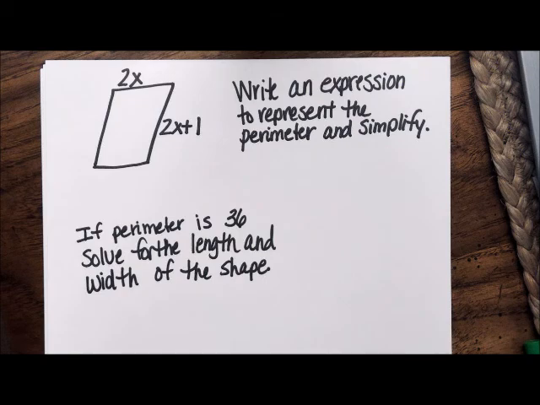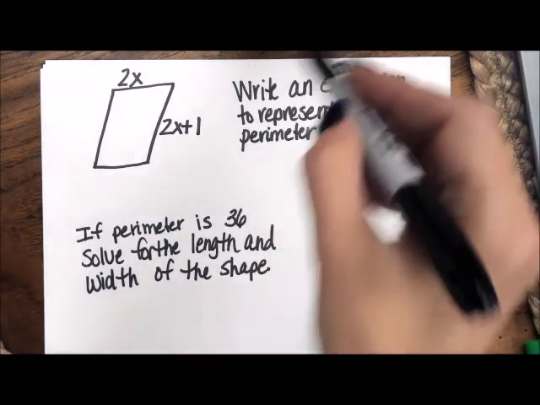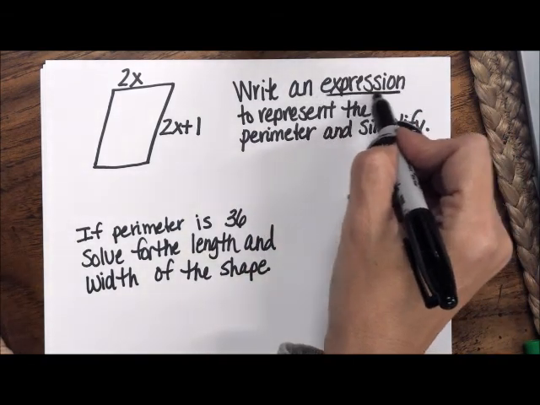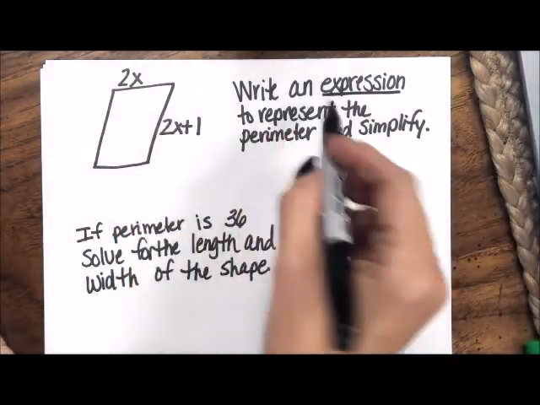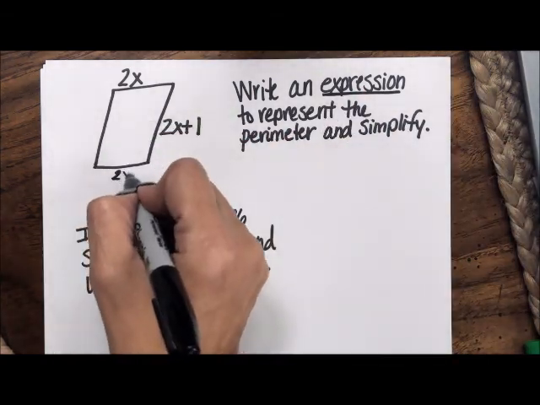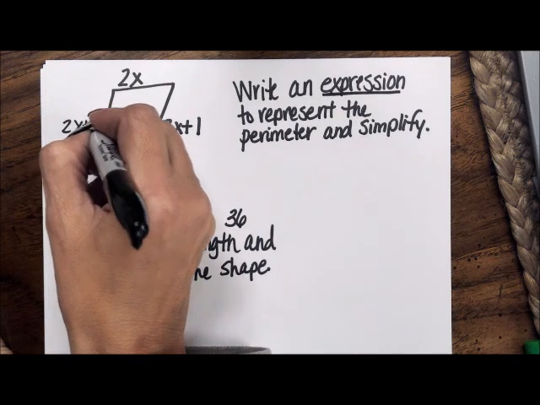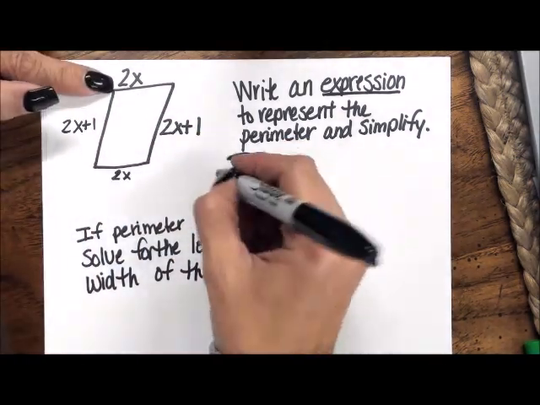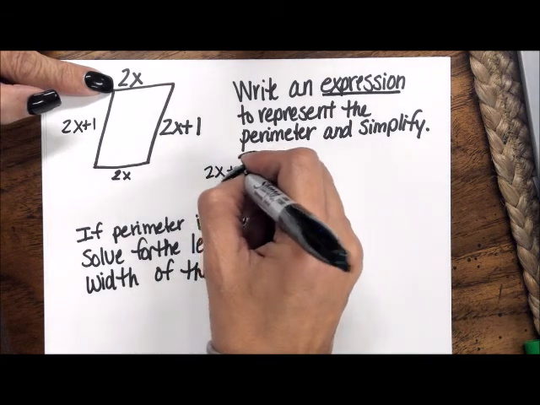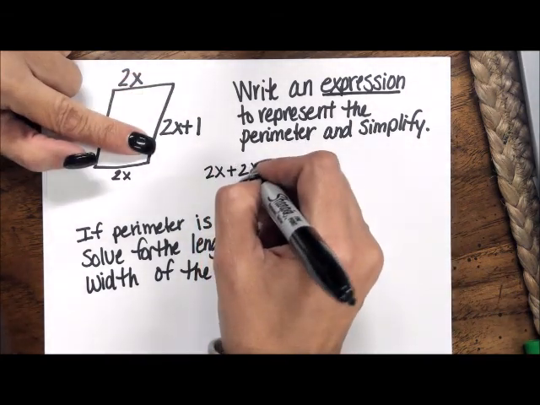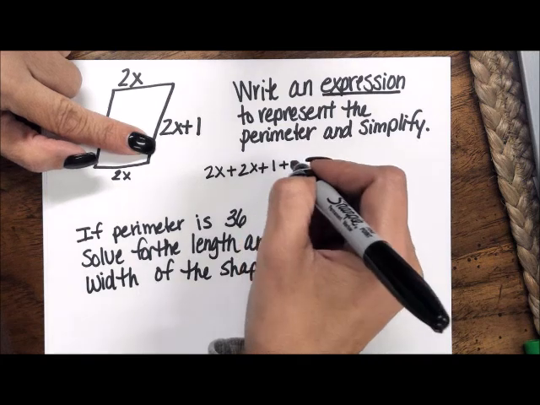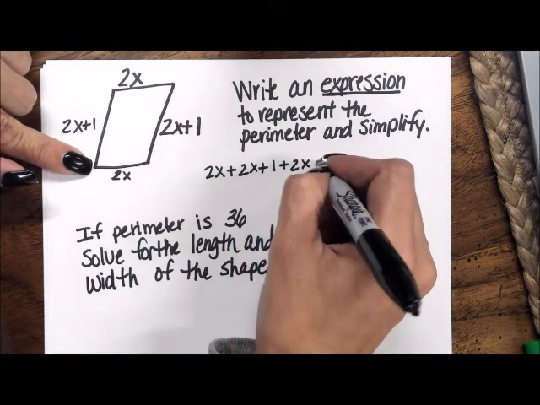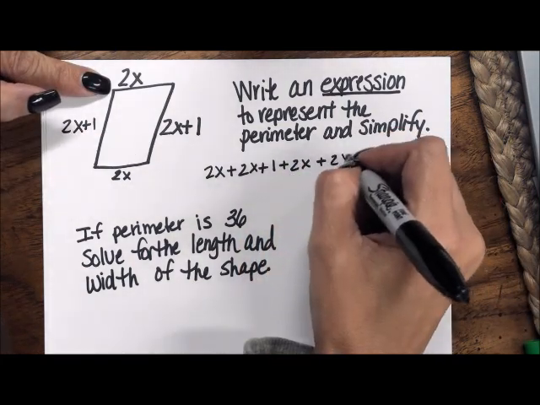All right, write an expression to represent the perimeter. Expression is something that does not have an equal sign. So an expression to represent, I know opposite sides are the same. So perimeter is walking around the outside. So I'm going to start right here. This would be 2x plus 2x plus 1 plus 2x plus 2x plus 1.